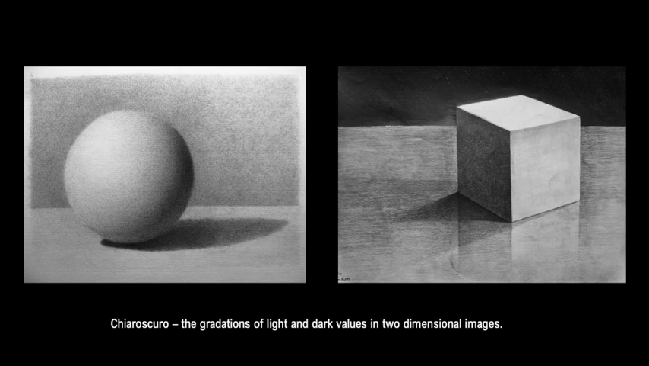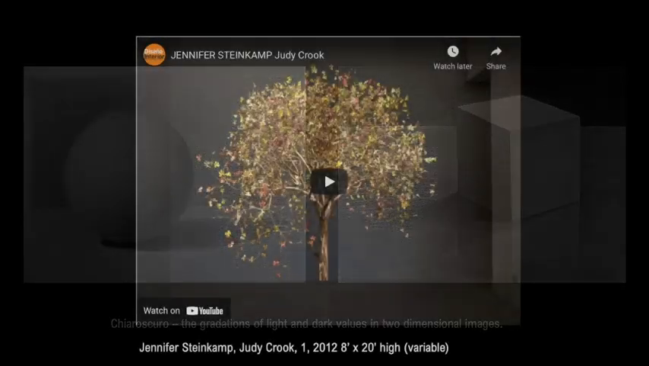To reveal form, artists use changes in value. A gradual shift from lighter to darker values can give the illusion of a curving surface, while an abrupt change, like in this cube, usually indicates an abrupt change in surface direction. This is called chiaroscuro in drawing, the gradations of light and dark values in two-dimensional images. It's done without outlines. In naturalistic, realistic drawings, outlines can't be independent. They must belong to either the figure or the ground.